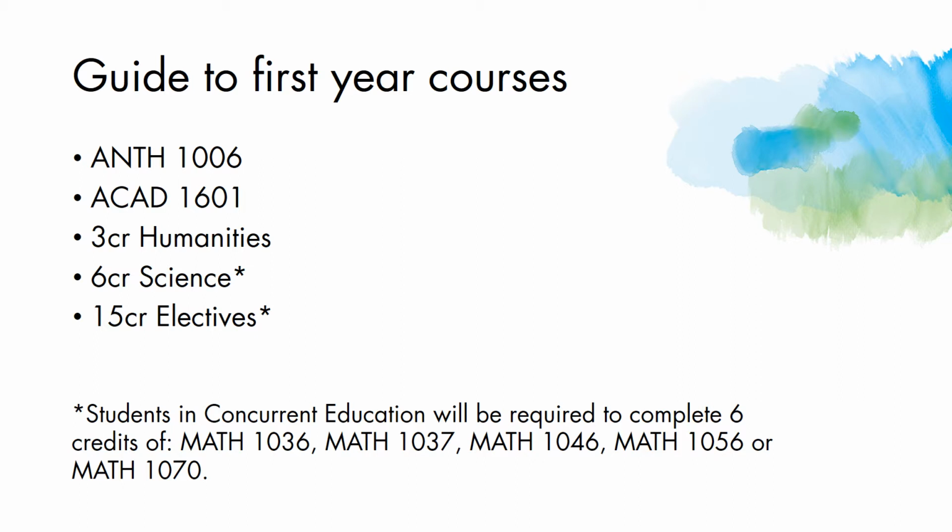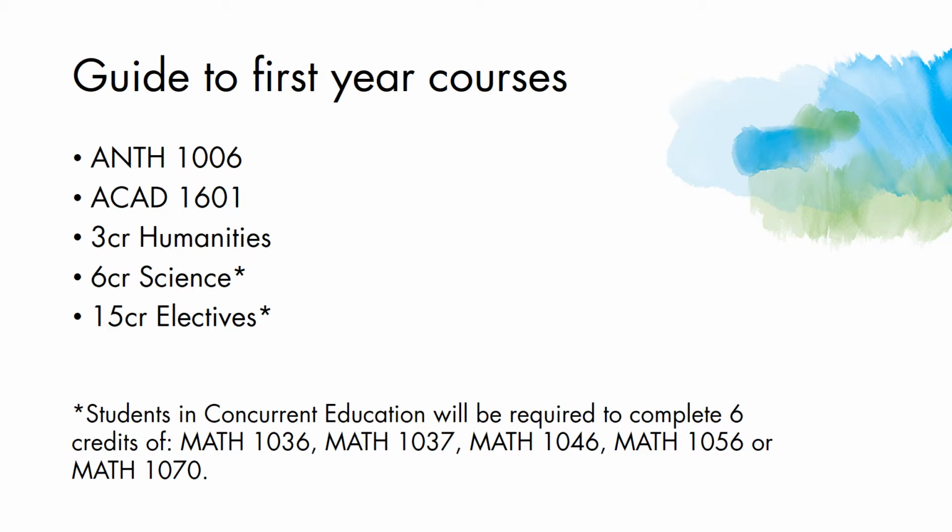Concurrent education is available to anthropology students pursuing an honors double major. If this is something you are planning for, you are required to take 6 credits of math from the list provided. This will satisfy your required 6 credits of science breadth requirements. Concurrent anthropology students will also want to review the presentation for their second major to ensure that they're on track for both.